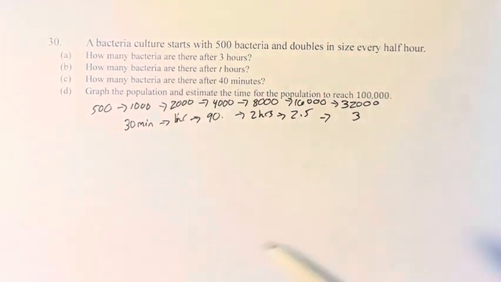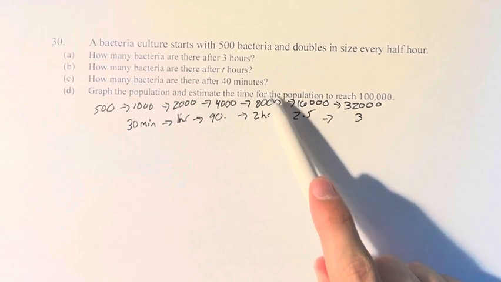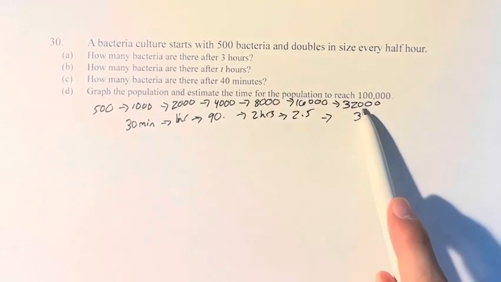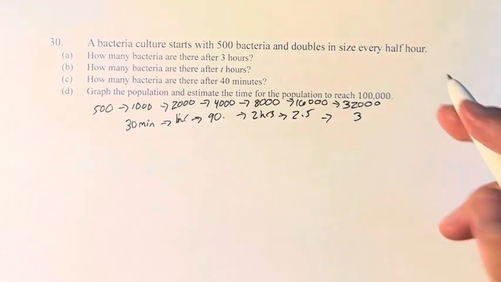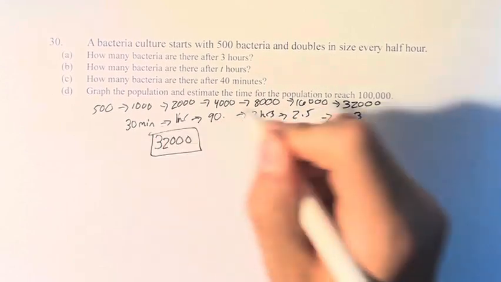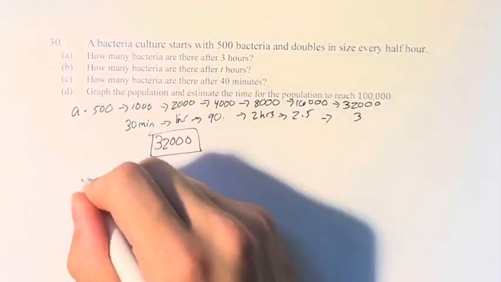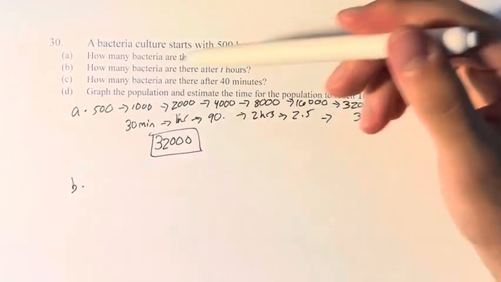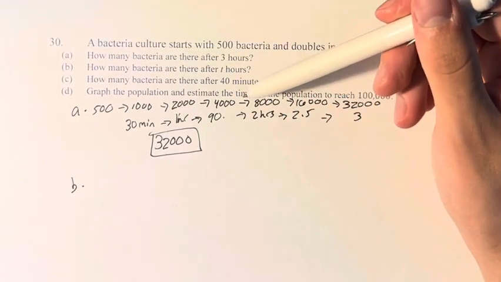So we can see by doubling 6 times, 2 times for 3 hours, we reach a population of 32,000 bacteria after 3 hours. So this is A. B, how many bacteria are there after t hours?